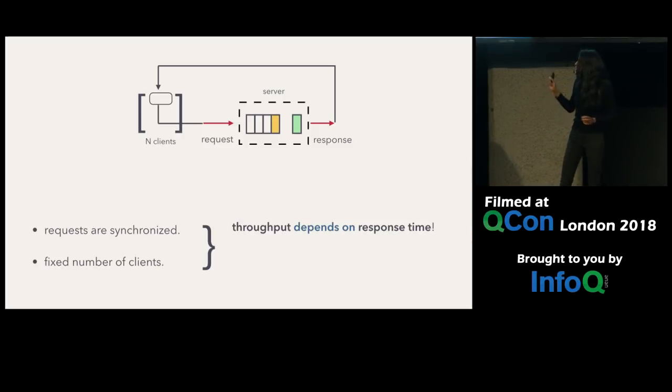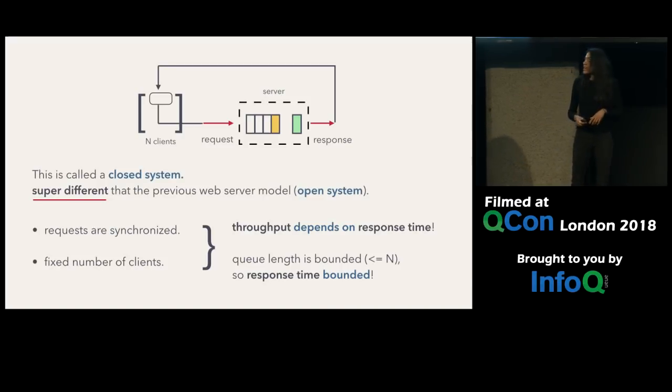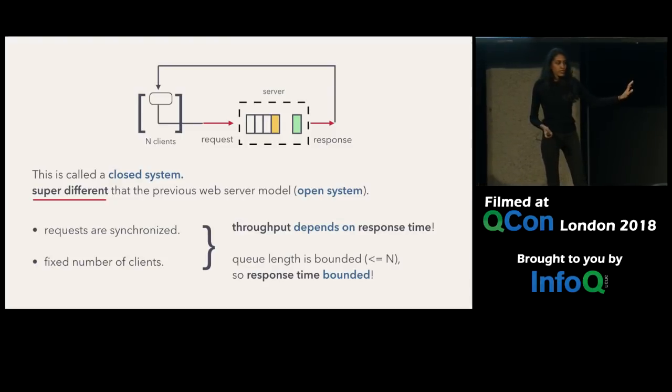It's an inverse relation. And the second important way in which this system is different is that the maximum queue length is bounded. We have a fixed number of clients, n, and each client can have at most one outstanding request to the server, which means your maximum queue length can be at most n. Make sense? Cool. Such a system is called a closed system in the theory. And as you can see, it's super different than the open system that we previously saw.